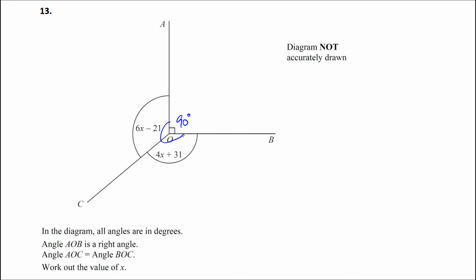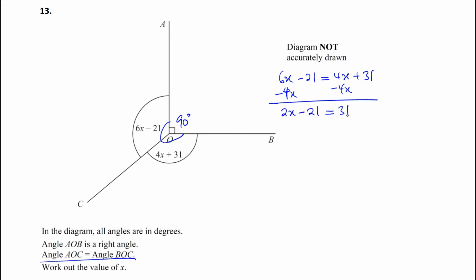So, I mean, we can use the idea that angles at a point add to 360 to form an equation and solve for x. But I think the easiest way, given that we're given this condition, is to just equate these two because they're equal. So 6x minus 21 will be equal to 4x plus 31. And then subtract 4x from both sides. So you'll have 2x minus 21 will be equal to 31.